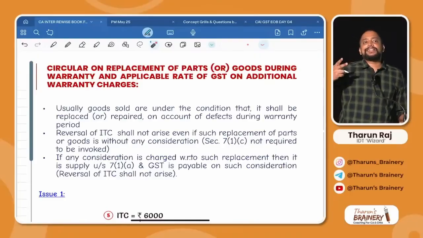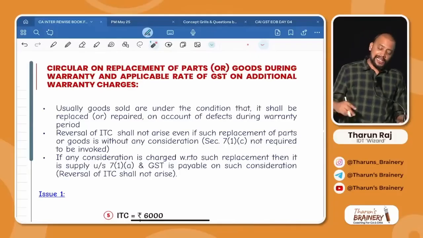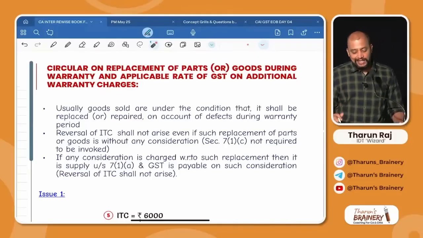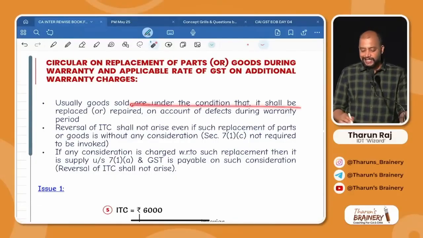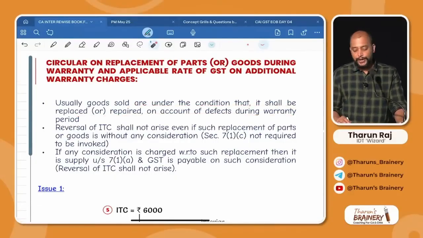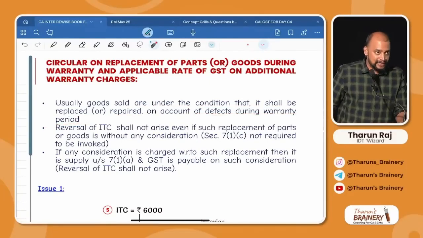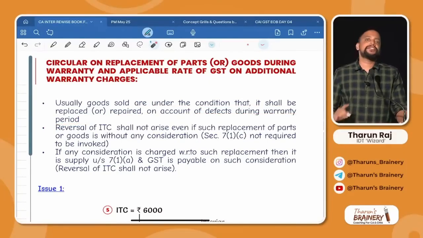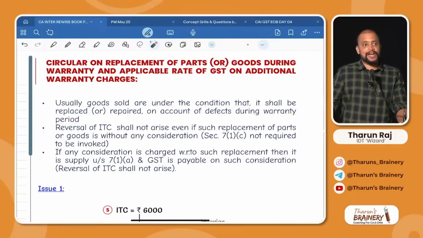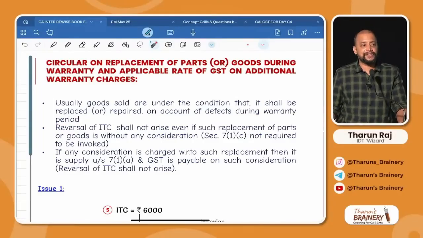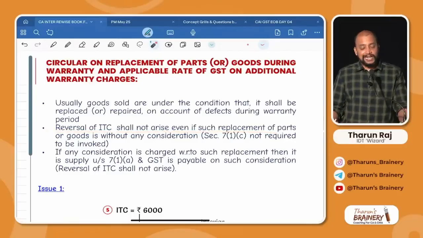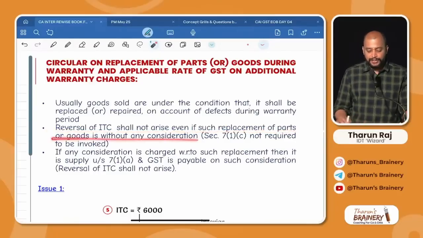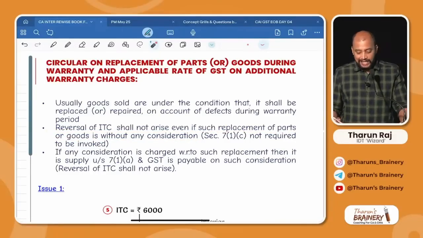So that circular we discussed now, replacement of parts. Even if you have not understood that circular, don't worry. We are discussing it now in detail. Usually, goods are sold under the condition that they shall be replaced or repaired on account of defects during the warranty period. Whenever we replace the parts or goods during the warranty period, do we need to reverse the ITC or not? Reversal of ITC shall not arise even if such replacement of parts or goods is without any consideration.